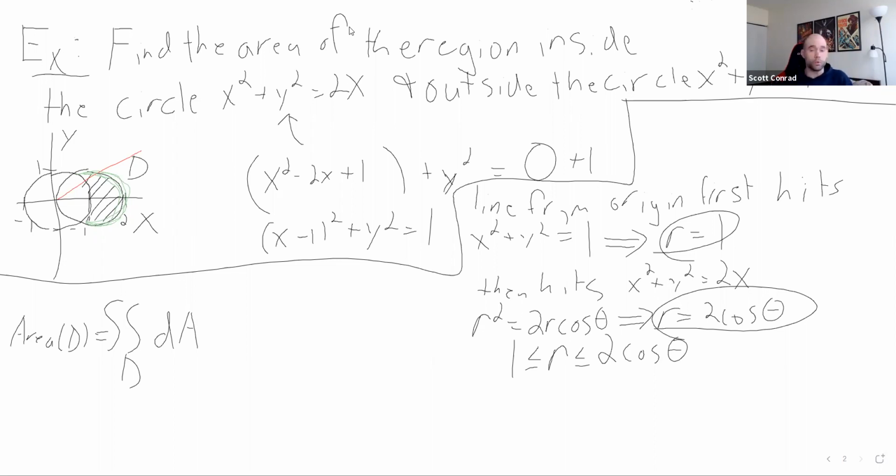I didn't take the square root. I divided both sides by r. So r squared is equal to 2r cos theta. Divide both sides by r. r is equal to 2 cos theta. Yeah.